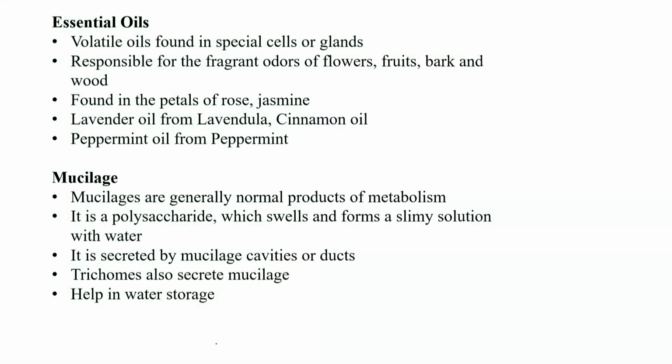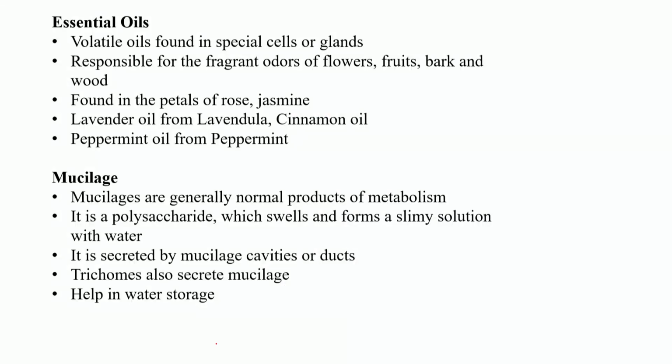Next important components are essential oils, which are also present in plants. Now we would have heard of various oils like rose oil, jasmine oil, which have beautiful fragrance. Then you have lavender oil, cinnamon oil, which have a lot of medicinal properties. Then peppermint oil is there. So these oils are also synthesized in the plant, and they are stored in the plant in special cells or glands, and they are basically volatile in nature, and they are liberated from the plants.